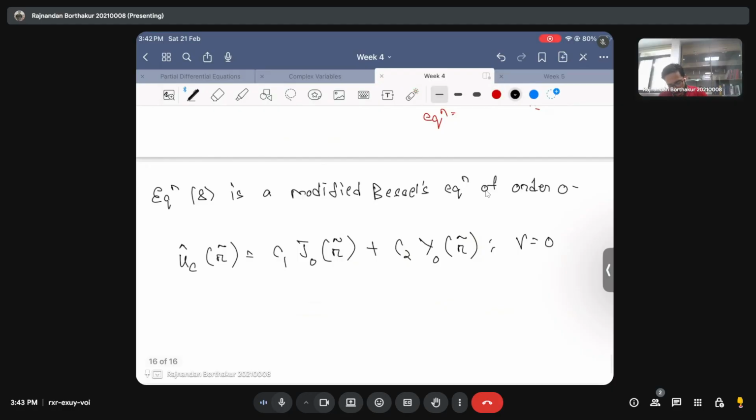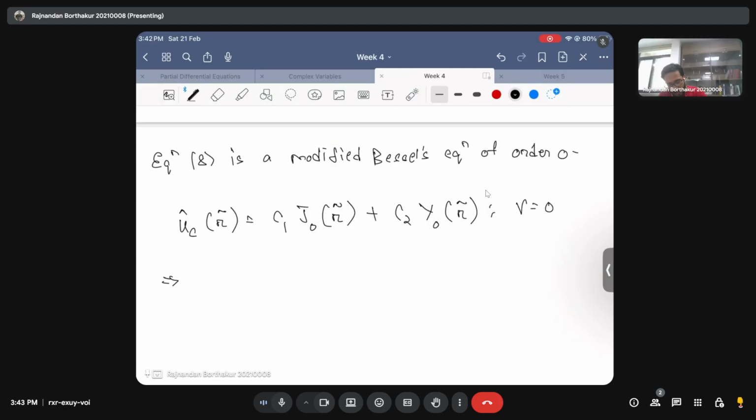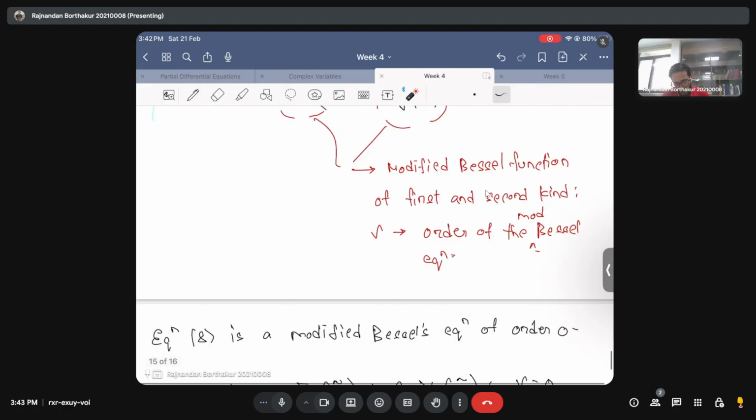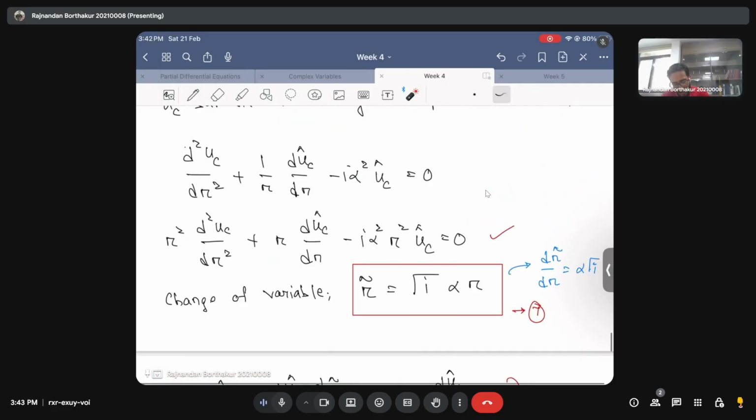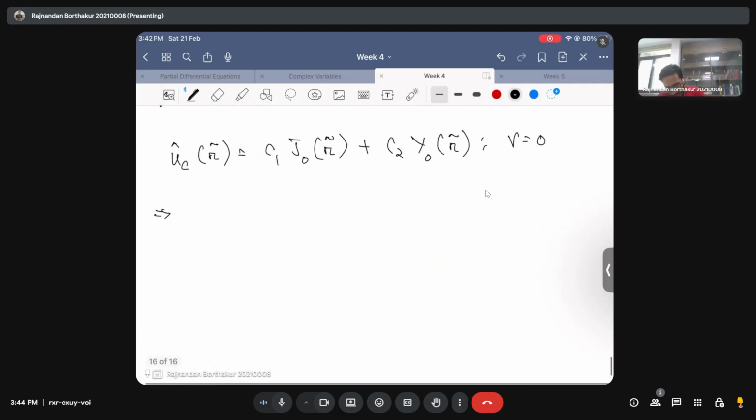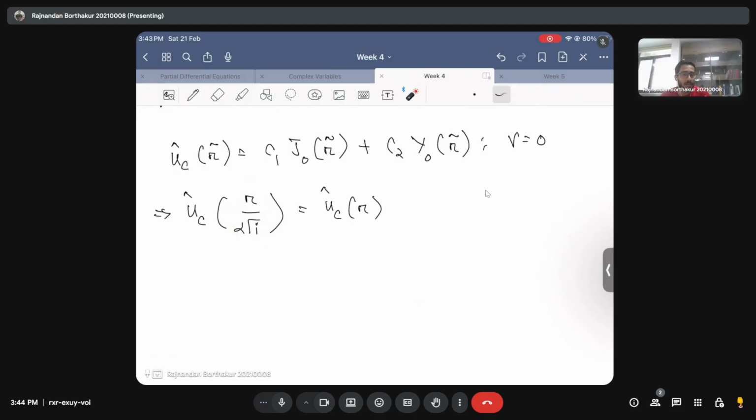And remember, this was in terms of r tilde, but the actual variable was r. So we again retransform this r tilde back into r, where we know that my r is going to be just r tilde divided by this quantity. So then this uc hat of r by alpha root I, which you can call just uc hat as a function of r, because this is just a constant.